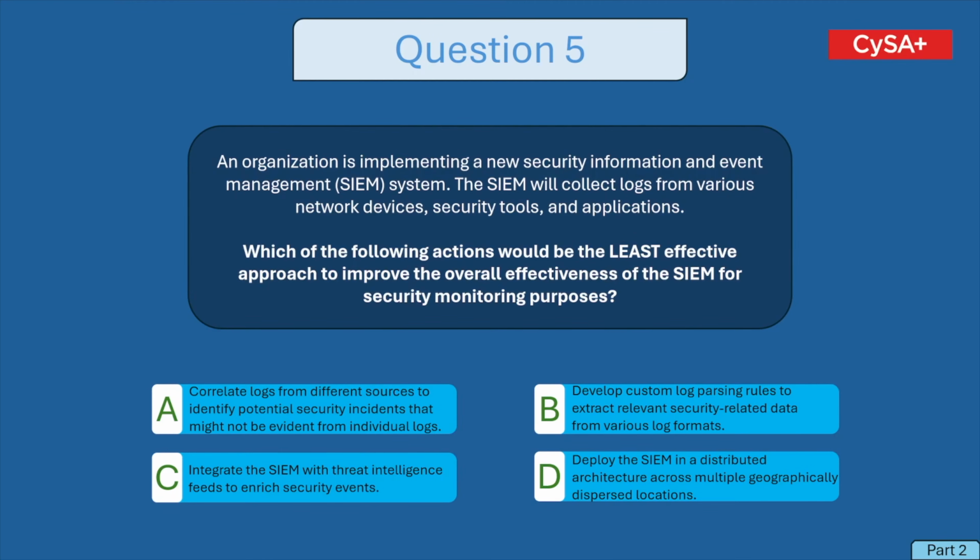Question 5. An organization is implementing a new security information and event management system. The SIEM will collect logs from various network devices, security tools, and applications. Which of the following actions would be the least effective approach to improve the overall effectiveness of the SIEM for security monitoring purposes? We have A.